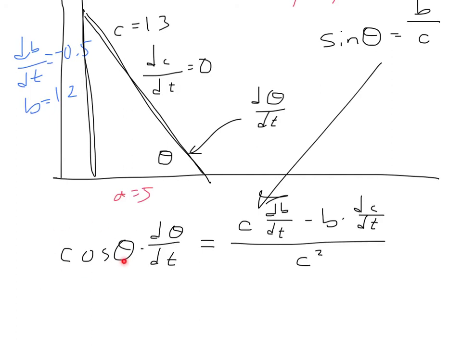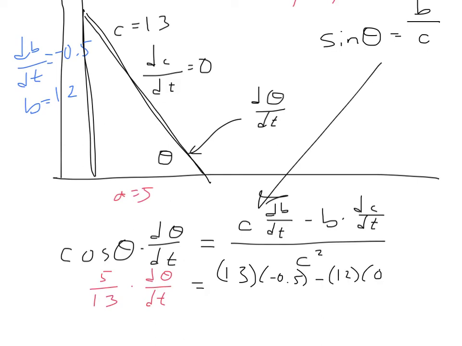Okay? Now that I have all of this stuff, I can go through and start filling in information, right? So first, what is cosine theta? I know this is weird because you're like, oh no, I need to use my calculator to find out what theta is. We don't, because based on this triangle, the cosine of theta should be the adjacent over the hypotenuse. This should be 5 over 13 times d theta/dt, which is what I need to solve for, so we'll leave that there. That equals, now I start filling these things in. c is 13, dB/dt was negative 0.5, b was 12, but dC/dt was 0, and we end up dividing by 13 squared.